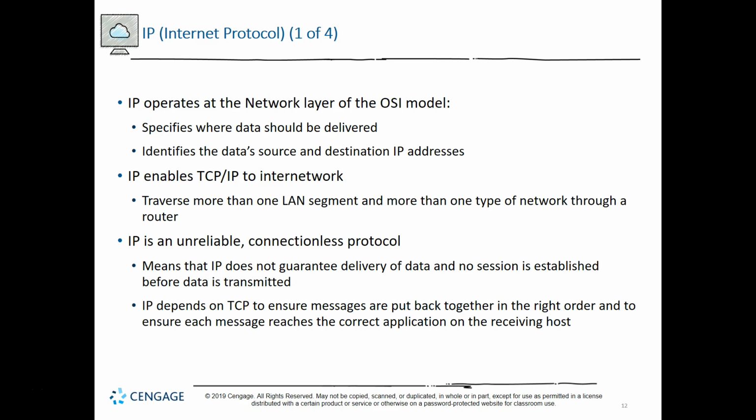So, IP then says, all right, our next layer, I'm going to add now an IP address to that. So the layer called IP adds an IP address. Not really necessarily shocking in that case, if you think about it that way. So IP enables TCP to go across more than one network.